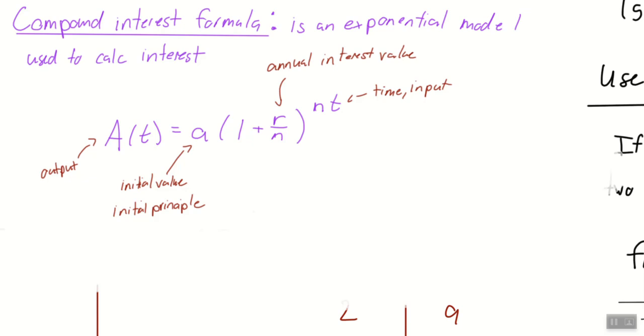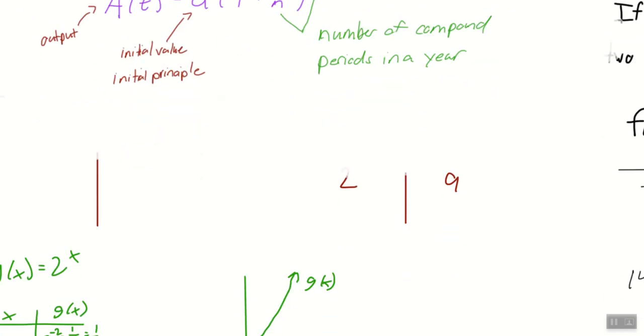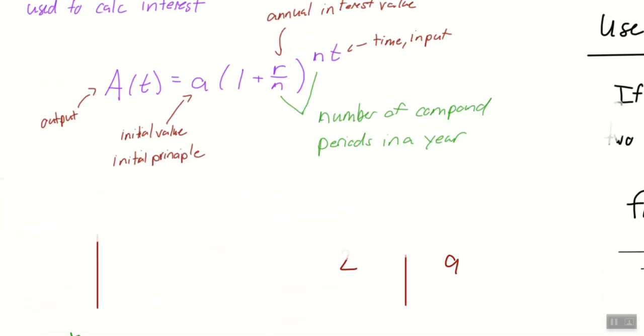Okay, new thing. The new thing in this equation is our n. This is the number of compounded periods in a year. So how many months are there in a year? 12. There are 12 months in a year. So if I was talking about months, we would put 12 here and 12 here for n. And we're going to do that with Sunny's example.